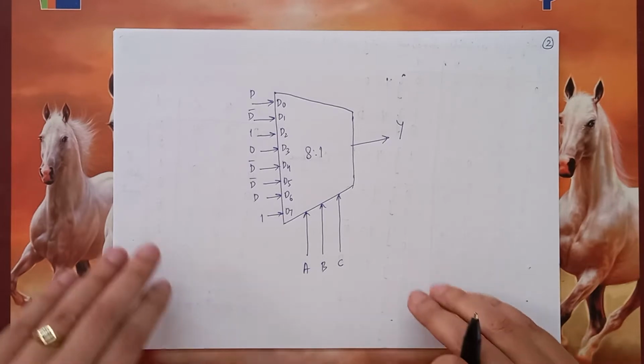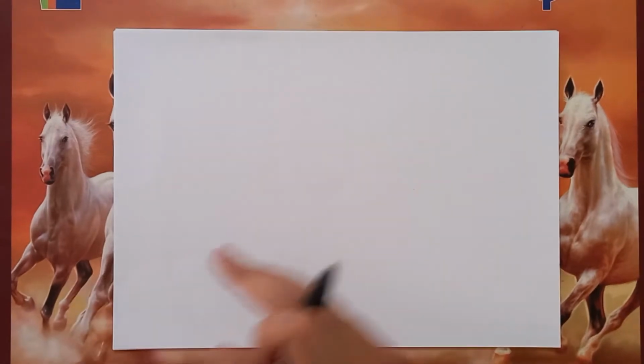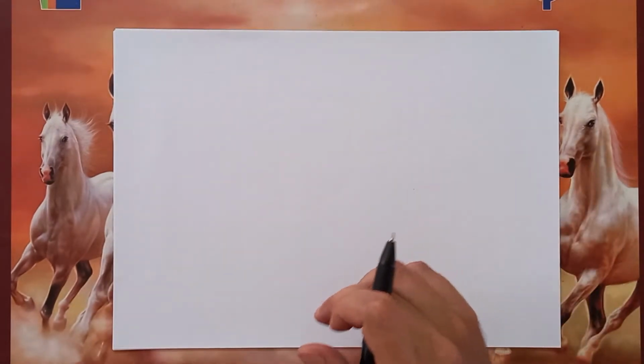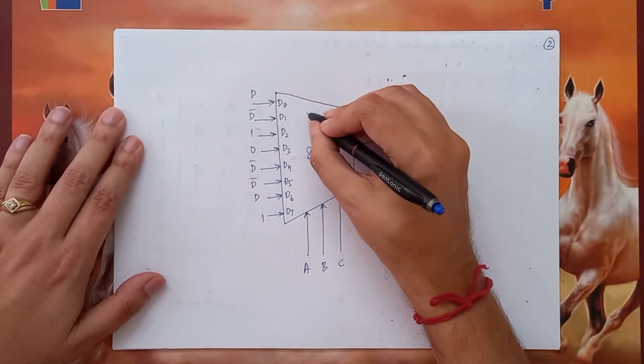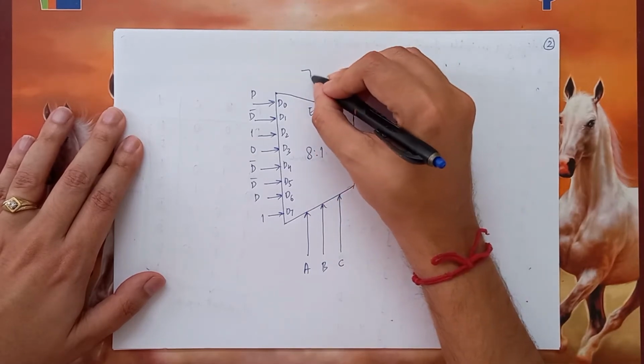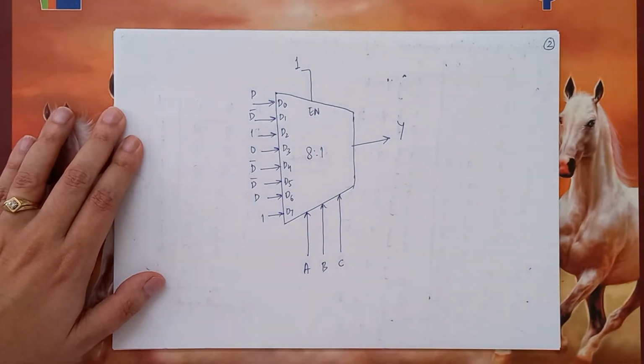Now suppose we have a 4-variable logic function. We know how to implement it using an 8:1 mux. But before we talk about that, one thing I forgot to mention is the enable. If the enable is active high, this must be given 1.